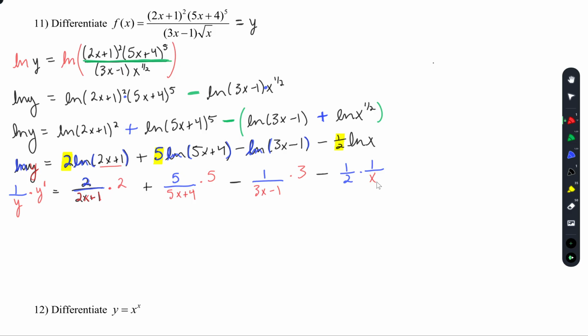Okay, so I'm going to clean it up. I'm going to write this as y prime over y. That's going to be weird, but we'll deal with it. It is 4 over 2x plus 1 plus 25 over 5x plus 4 minus 3 over 3x minus 1 plus 1 over 2x. Minus. Thank you. And you would have got 0 credit.